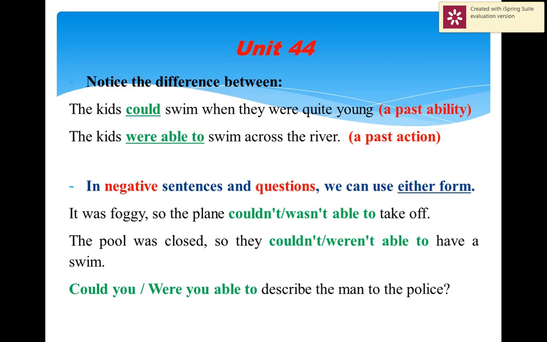Anyway, in negative sentences and questions we can use either form. إذا كانت جملة منفية أو استفهامية نستخدم كلا الحالتين. It was foggy, so the plane couldn't or wasn't able to take off. Take off, it means تقلع. The pool was closed, so they couldn't have a swim, or they weren't able to have a swim. Could you describe the man to the police? Were you able to describe the man to the police? Here we have a question.